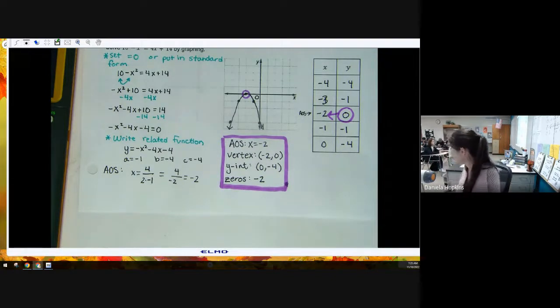Okay, so I'm adding on today. We're finding zeros as well. Okay, that's with one solution. Let's go ahead and look at where you have two solutions.